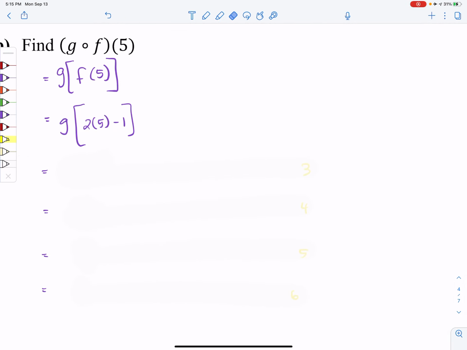So notice that I kept the g there. I haven't messed with it. It's just tagging along until I'm ready to work with it. But on the inside, I plugged my 5 into the f function. Clean that up. You're going to get a 10 minus 1, which is a 9. Now I'm ready to go to the g function and plug the 9 into the g function. So 4 over 9 minus 1 is 4 over 8. And of course, we always reduce our fractions. So this will be 1/2.